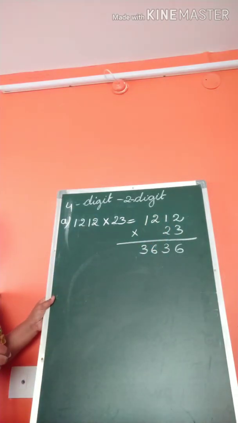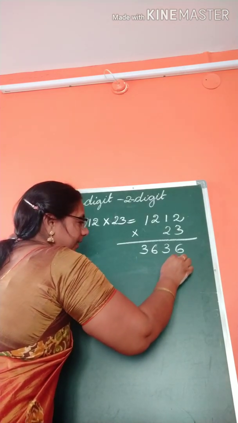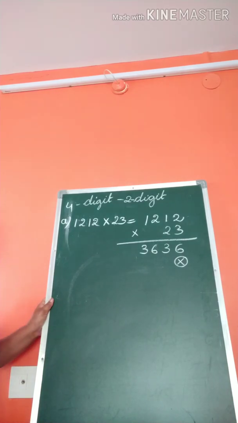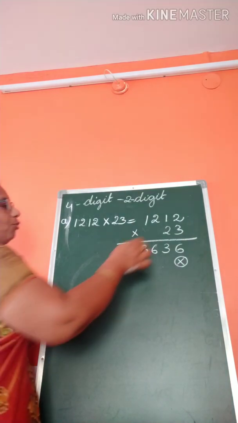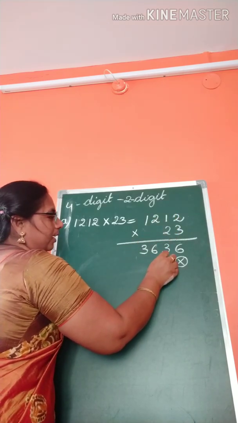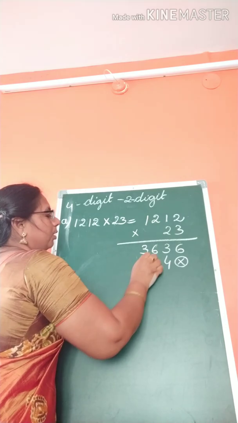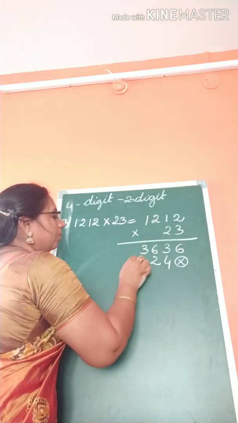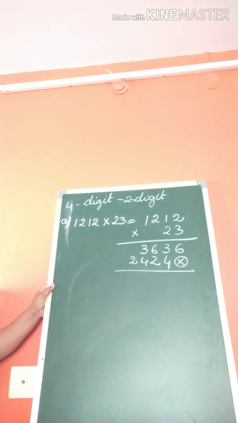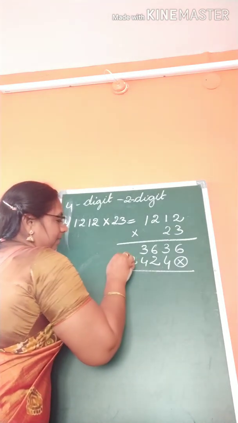As soon as we complete multiplication with ones place, what we have to do? We have to cancel the digit in the starting place. Now we have to do with the number in the tens place. 2 2s are 4, 2 1s are 2, 2 2s are 4, 2 1s are 2. So the multiplication part is completed. Now what we have to do? We have to add these two numbers.